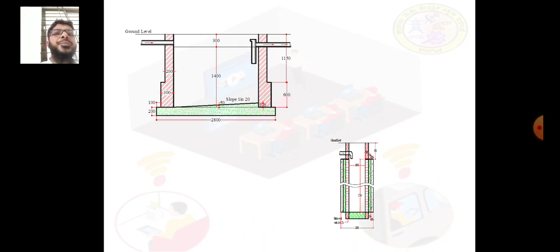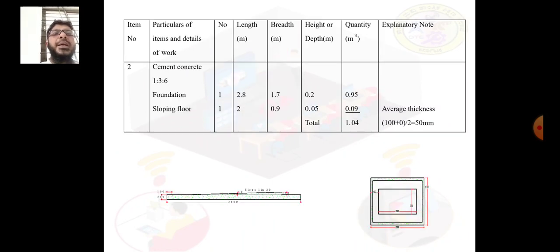Now come to the second item, that is cement concrete in 1:3:6. So first foundation, means the uniform portion of the foundation, that is one. Total length is 2.8 meter and its width is 1.7 meter and thickness of that footing bed is 0.2. So you will get 0.95 meter cube.